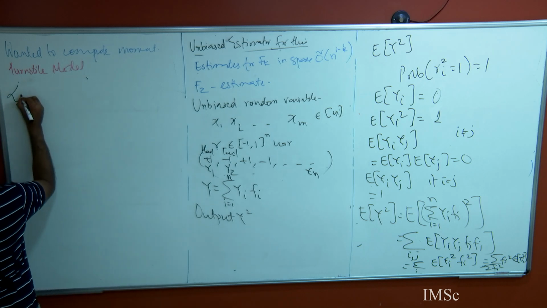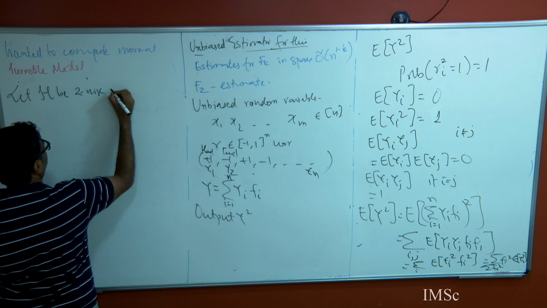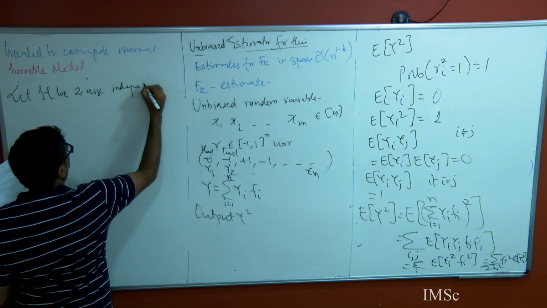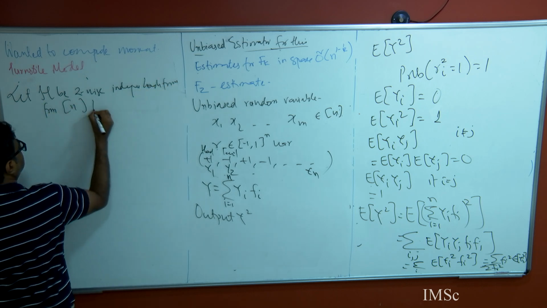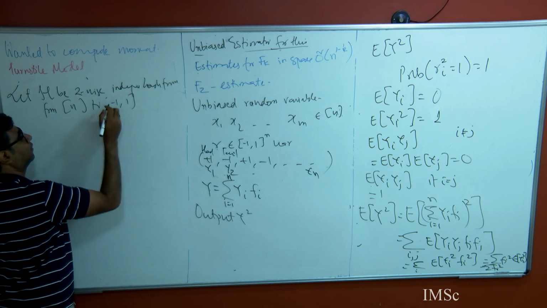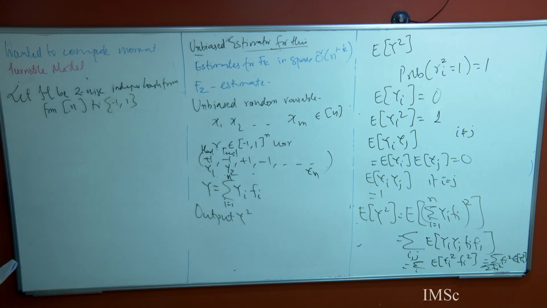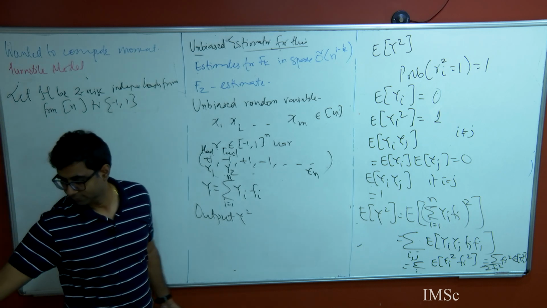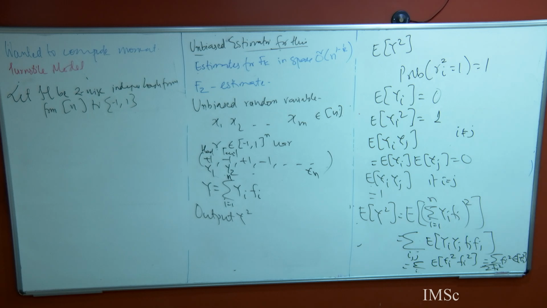So let H be a 2-wise independent hash family. By the way, do you know how to construct this? How do you get 1 or minus 1? Forget about this, how do you get 1 or 0? I told you how to get this function from this field to that field, this polynomial.